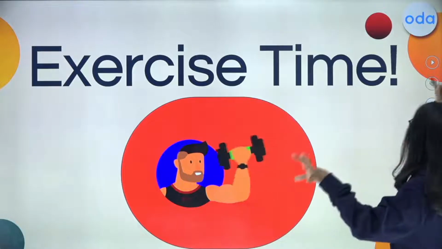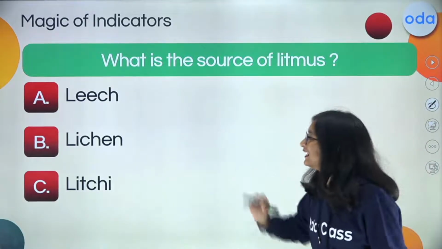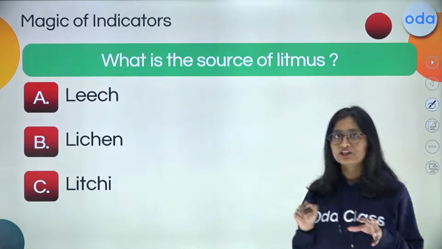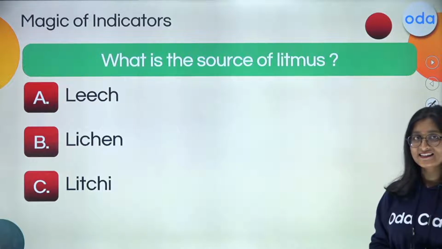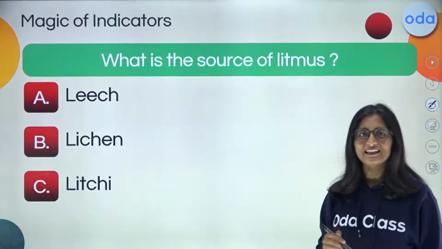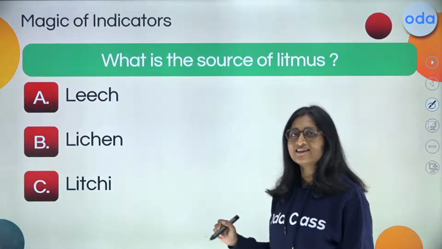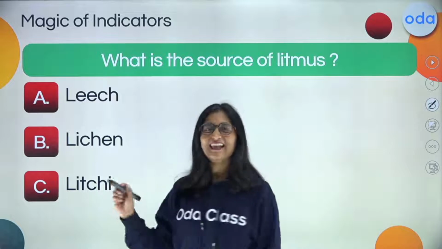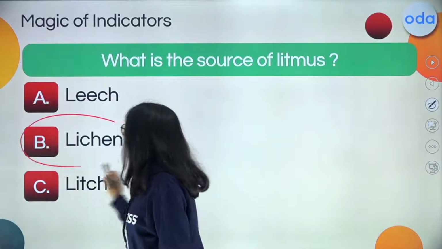I do have a question for you: what is the source of litmus? Is it leech, lichen, or lychee? What is going to be the answer? Just now we have come across this. What is going to be the answer, everyone? Come on, answer it, whether it be A, B, or C. Yes, that is going to be correct, and that is going to be the lichen.